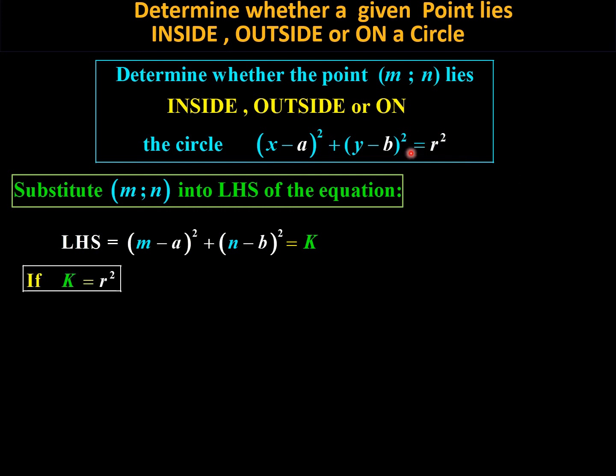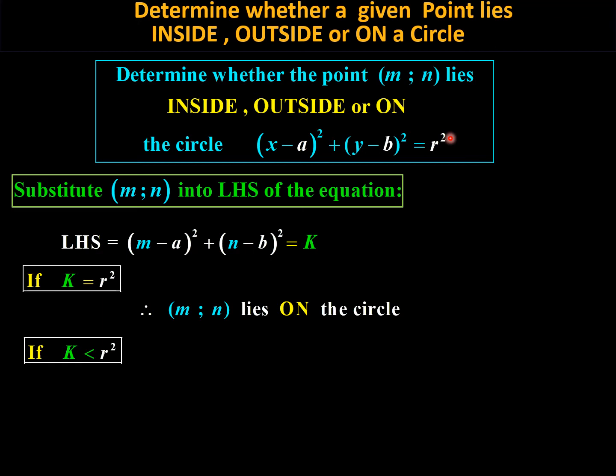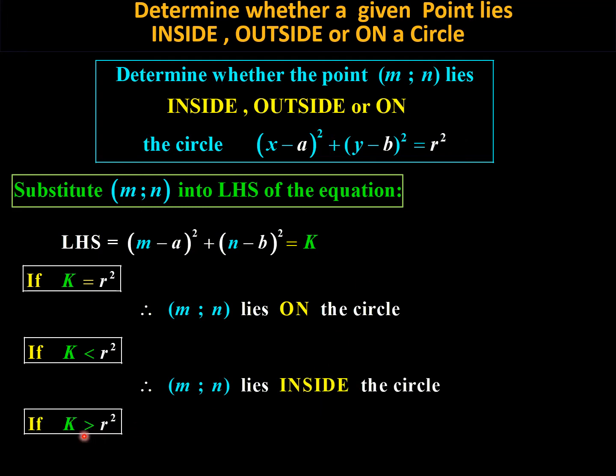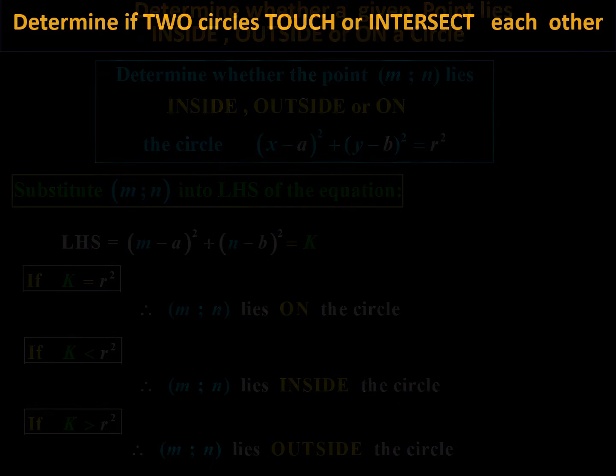So if I get that k value, if this left hand side after substitution is exactly equal to that r squared, then the point MN lies on the circle. But if this k value is less than that r squared, then that point lies inside the circle. And if k is greater than that r squared, then your point lies outside the circle. Right? So you need to be able to clearly distinguish when it is on, inside, or outside. Let's look at another concept.